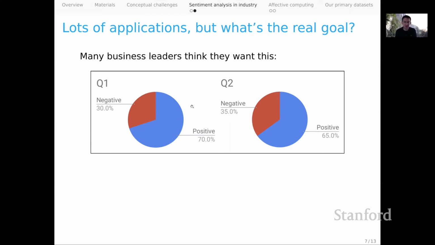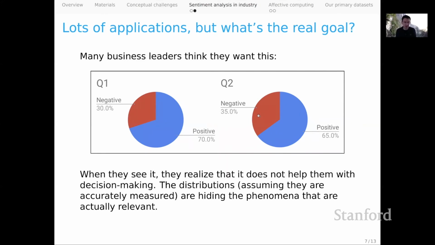Many business leaders think they want these pie charts that point out like 30% negative, 70% positive, and then in Q2, the negativity is slightly up. And that's surely a leading indicator of something. It looks like negativity is on the rise, but the issue is, what do you do? How does this help with decision-making? Merely classifying these texts and showing change over time is not enough for any business leader to take action.